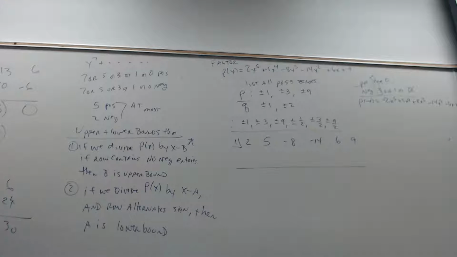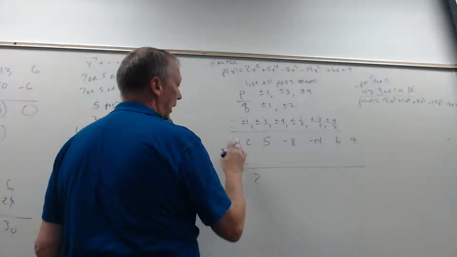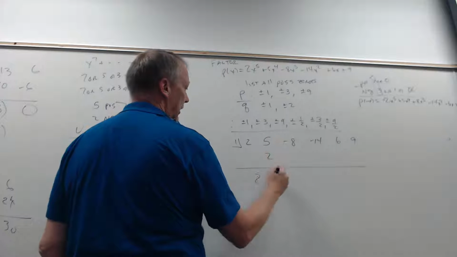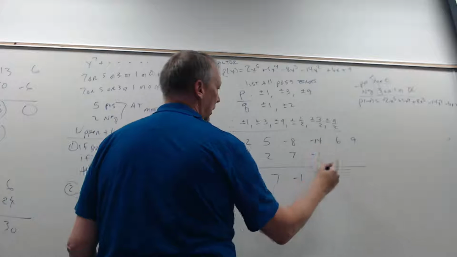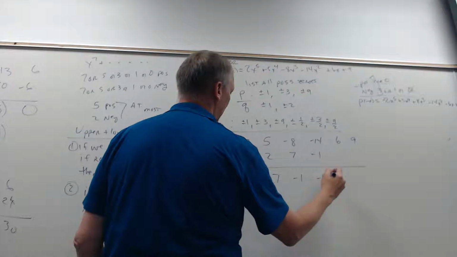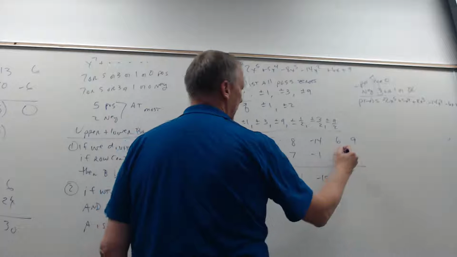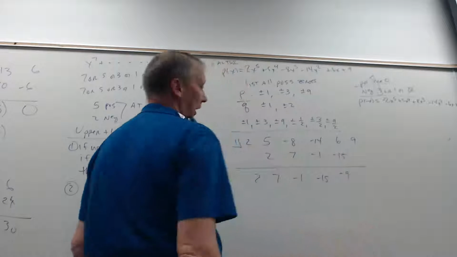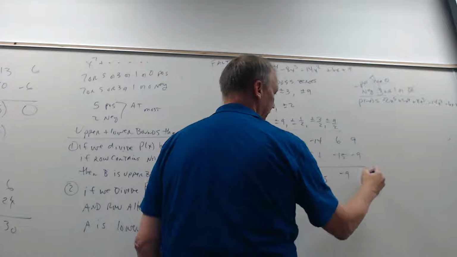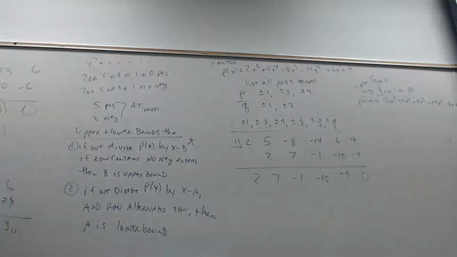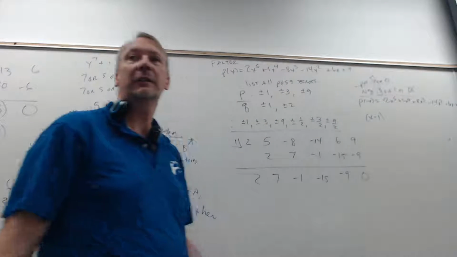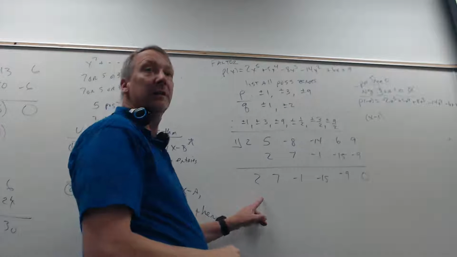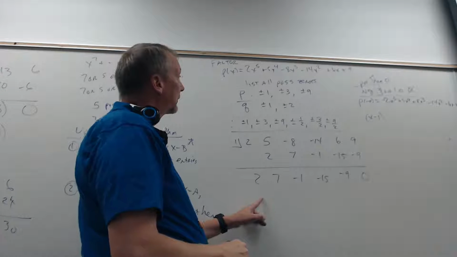Andrew, now we can finish. Drop the 2, 2 times 1 is 2, 7, 7 times 1 is 7, negative 1, negative 1, 15, negative 15, negative 19, it's negative 9, and then negative 9, 0. That worked out pretty well, right? So we now know that x minus 1 is a factor, right? We're left with what, Andrew? What are we left with?